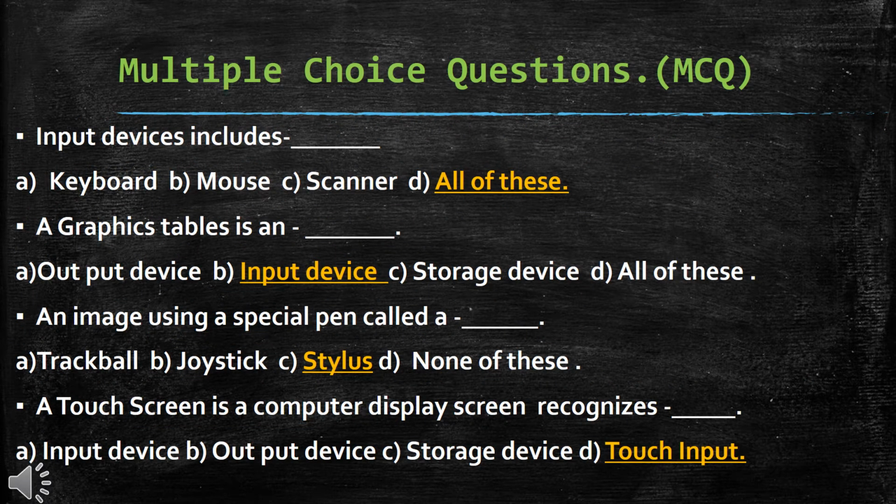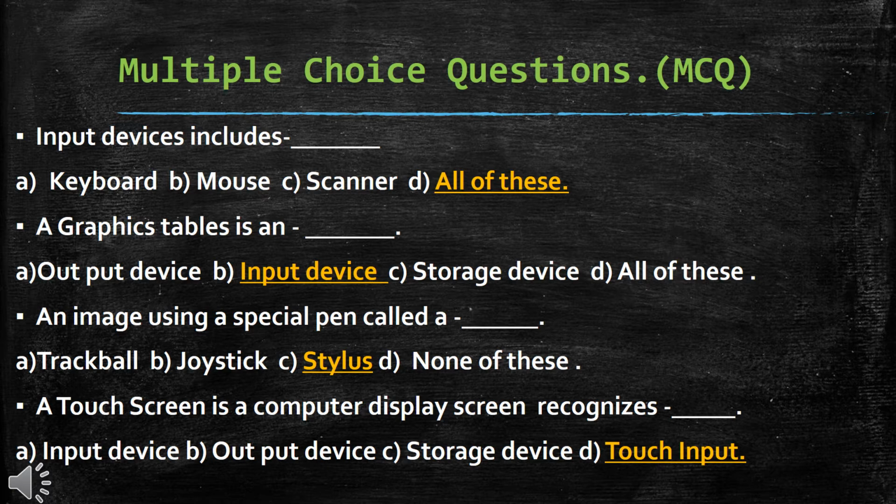Input device includes dash: keyboard, mouse, scanner, all of this. The answer is all of this. Keyboard, mouse, scanner, all are input devices. A graphic tablet is a dash. Output device, input device, storage device, all of this. A graphic tablet is an input device.